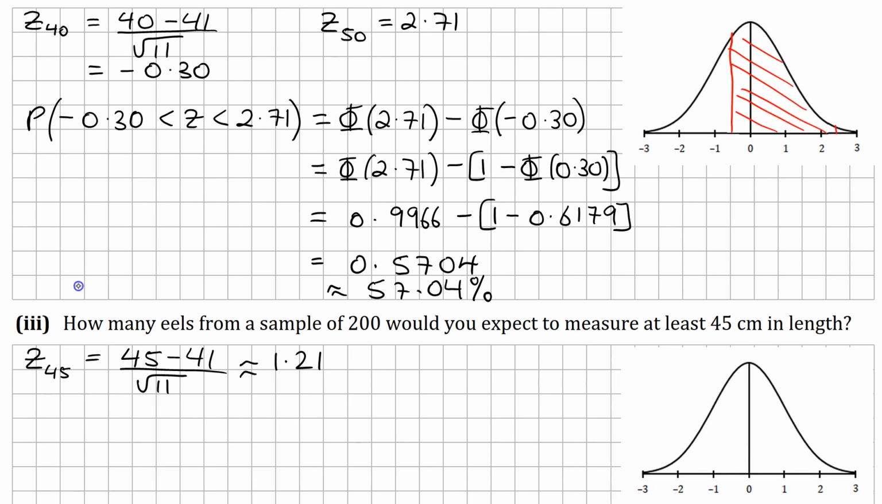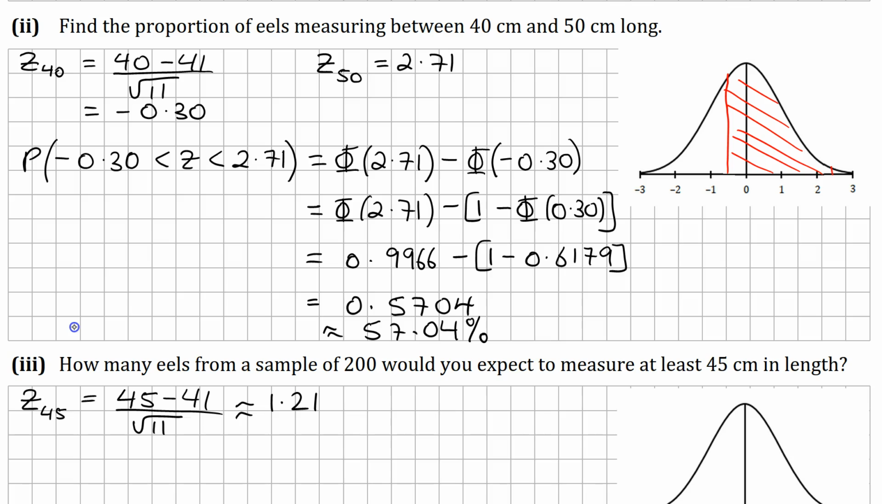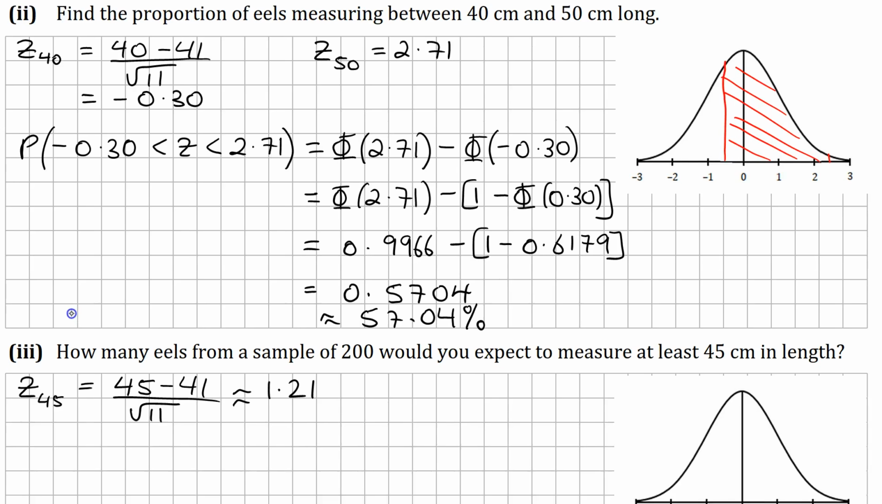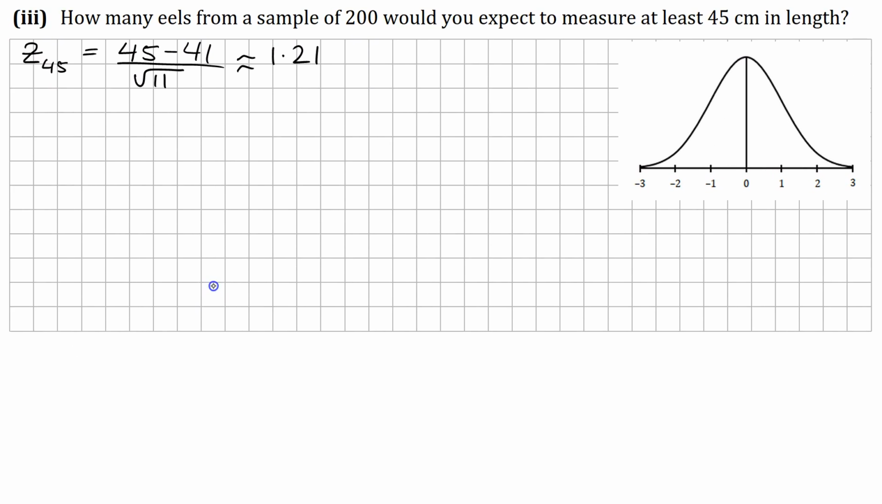Okay, so the next one then, how many eels? The difference between this and the last one is that it said find the proportion of eels, so you're just given a percentage, or a probability between 0 and 1. This one actually asks you for how many eels out of a sample of 200. So don't forget, once you get your probability or proportion, to convert the answer back to eels. This corresponds to a z score of 1.21, which is here. It says at least 45 centimeters, so at least 45 would mean that we need above that.